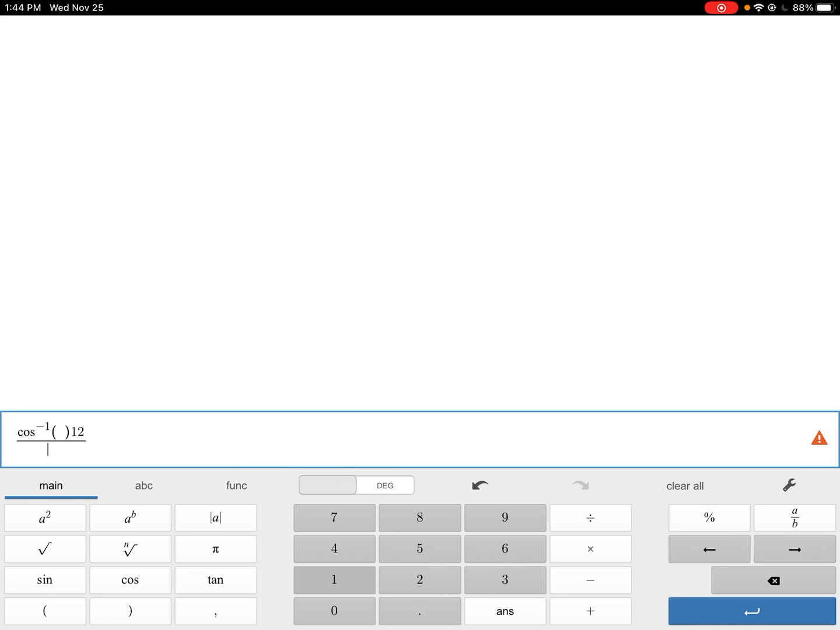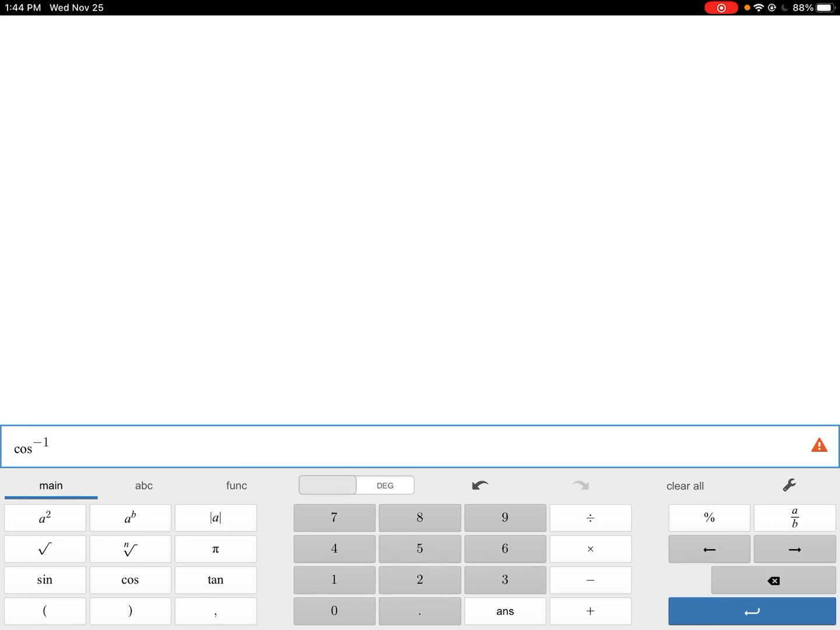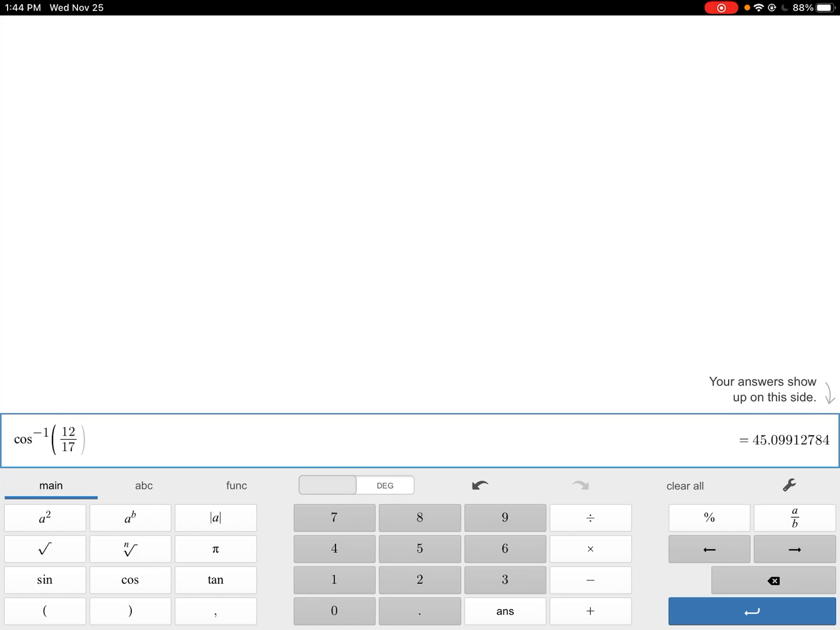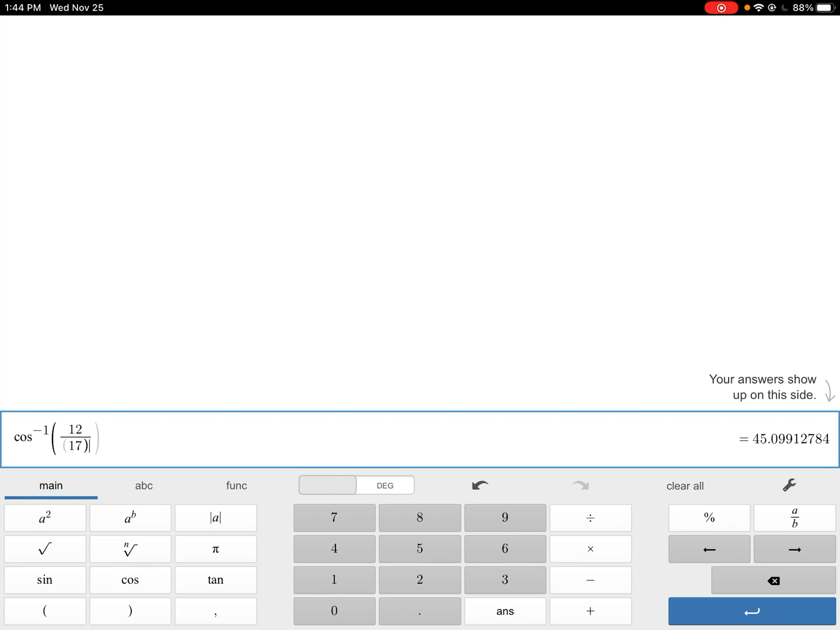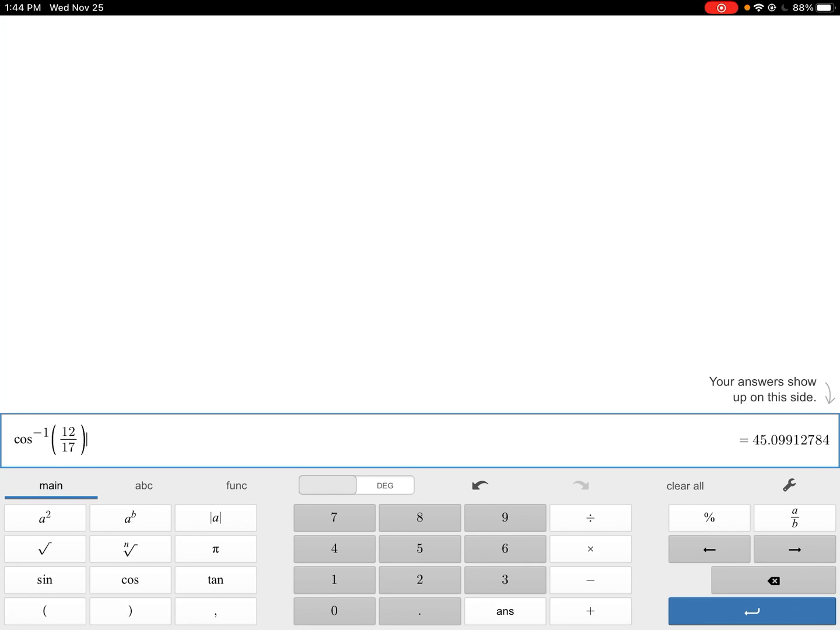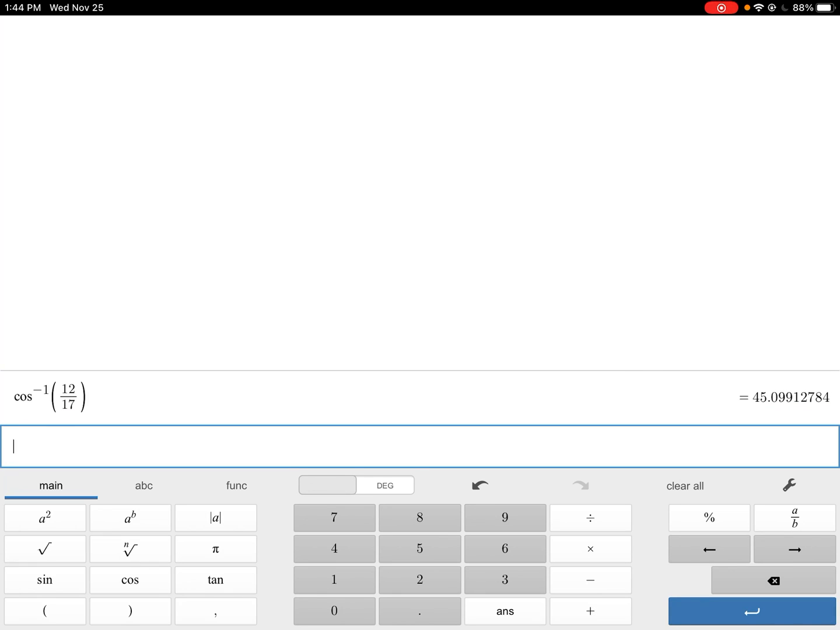12 divided by 17. Oh no, it broke it. I got to go back. We want to get in that parenthesis there. Cosine of 12 divided by 17. And then you can close your parenthesis there. And here on the right side, you'll get a number. That is the inverse cosine of 12 over 17, which means that is our angle.